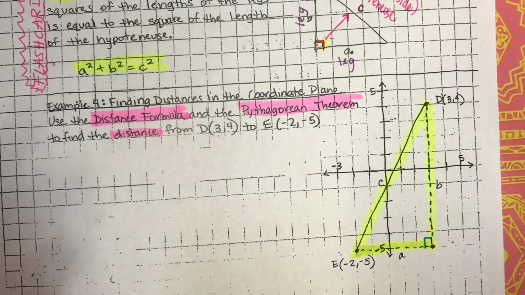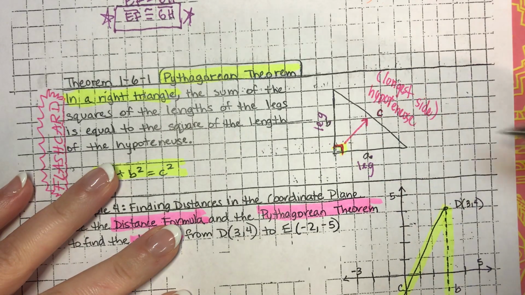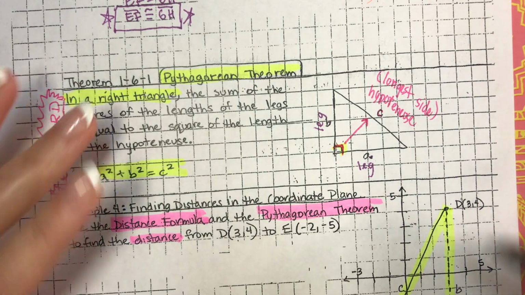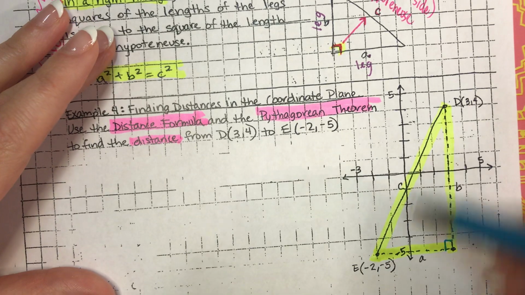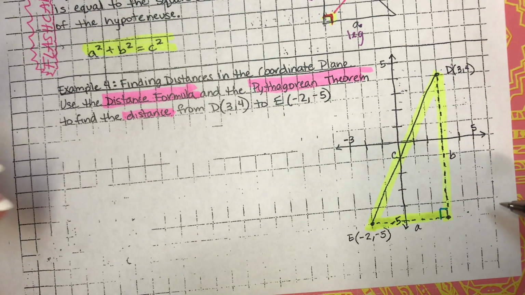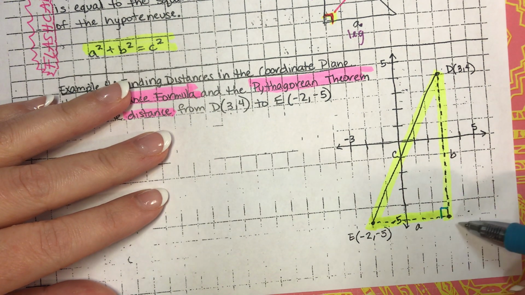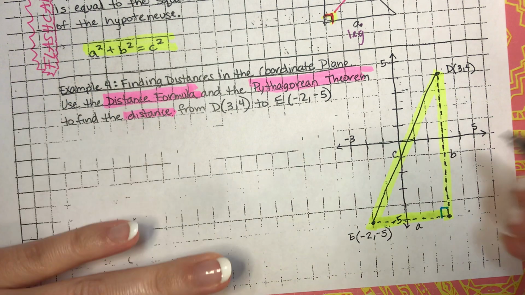So once we have that, now we just need to figure out, like up here, what is the A and what is the B and what's the C, right? So the C is what we're trying to figure out here. This is the distance. The A and the B we can figure out because this is on a coordinate plane. So I'm going to call this A, all right? This is going to be my A value.